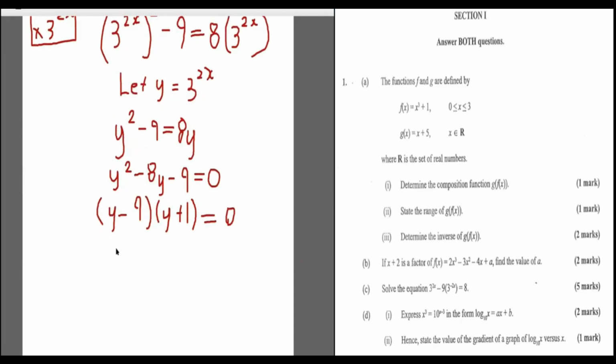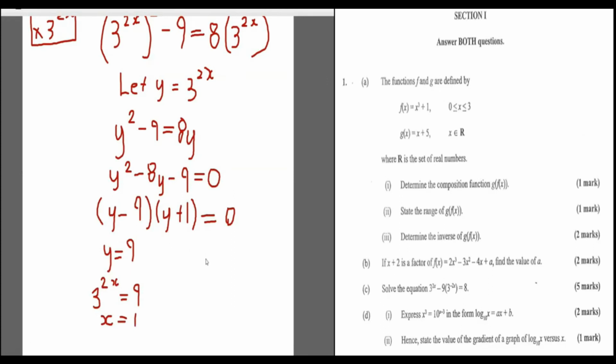Y we said was 3 to the 2x, all right? So when you're saying that y is equal to 9, in reality, what we're saying is 3 to the 2x is equal to 9. But if 3 to the 2x is equal to 9, x must be what? X must be 1. That's the only way 3 to the 2x can be equal to 9, because if x is 1, this is really 3 squared, and 3 squared is 9.